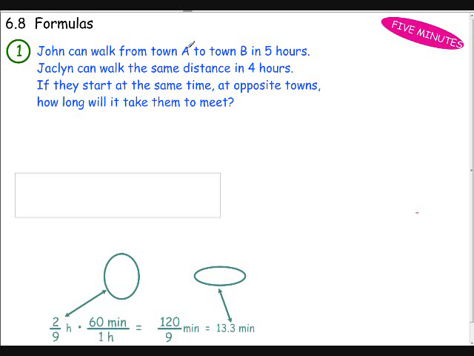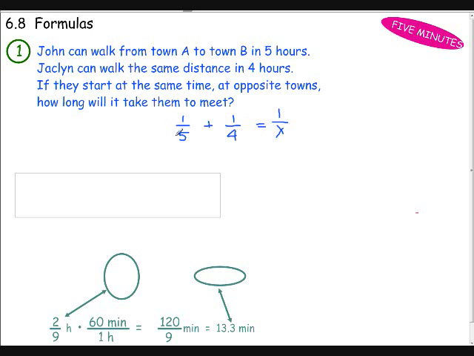Here we have John, who can go from A to B in 5 hours. Jacqueline can walk the same distance in 4, so they've got different rates. If they start at the same time at opposite towns, how long will it take them to meet? So together, what will their rate be to cover this distance? We know that John is going to be able to do it in 5 hours. And Jacqueline, obviously a little bit speedier, she can do it in 4.